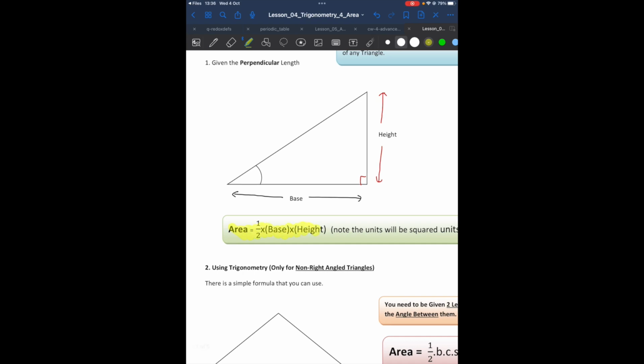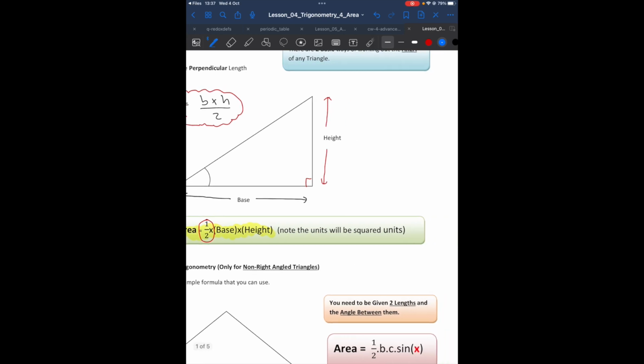Area is a half times base times height, or we can write area A is equal to base times height divided by 2. Just a quick note, if you multiply by a half, it's the same as dividing by 2. So base times height divided by 2, which is this formula here, is exactly the same as a half base times height. There's absolutely no difference between the two formulae. So that's the first and most convenient way of working out the area of a triangle.